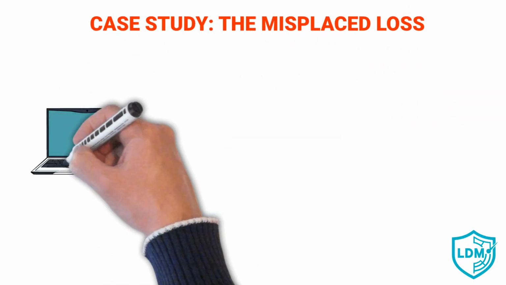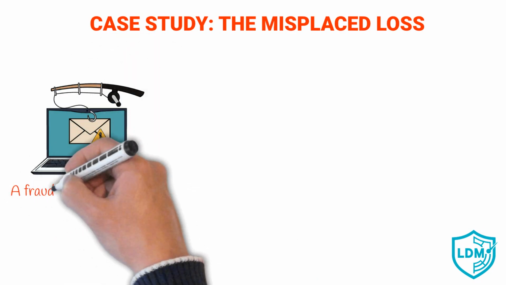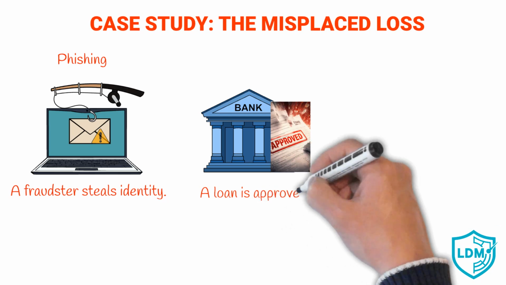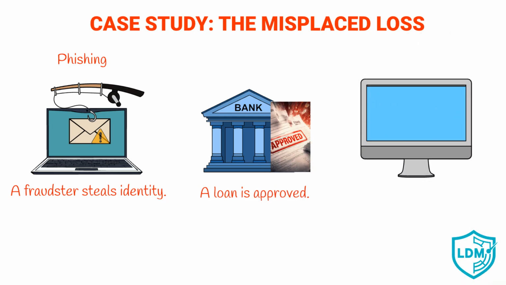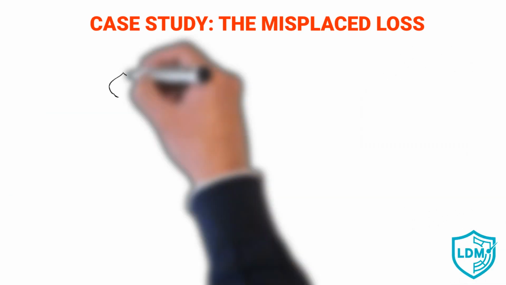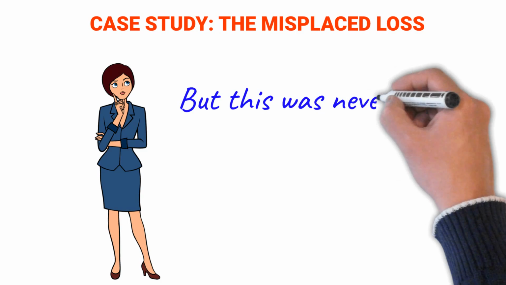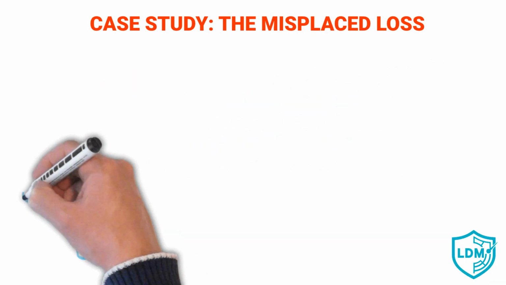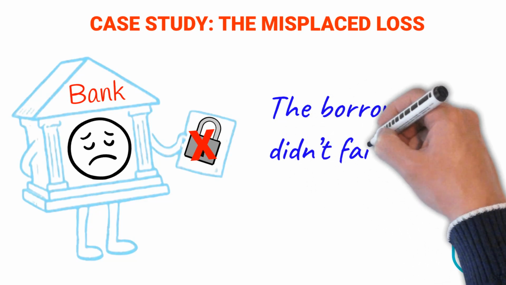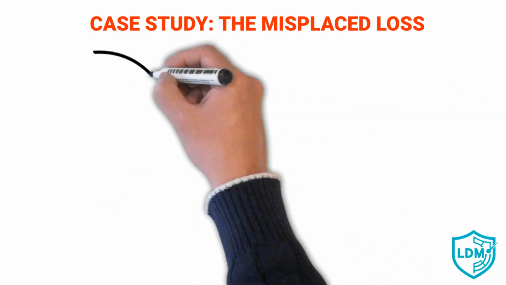Let's make this real. A fraudster steals identity through phishing. A loan is approved. Loss, $10,000. The system records it as a credit default. But this was never a credit problem. The borrower didn't fail, your controls did.